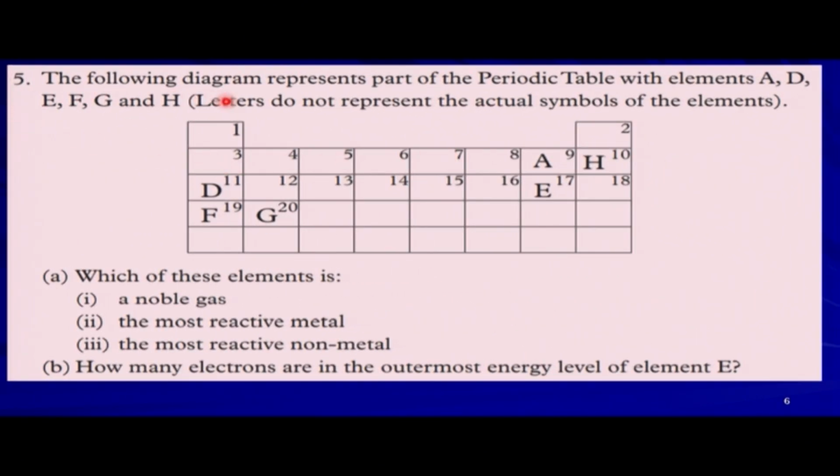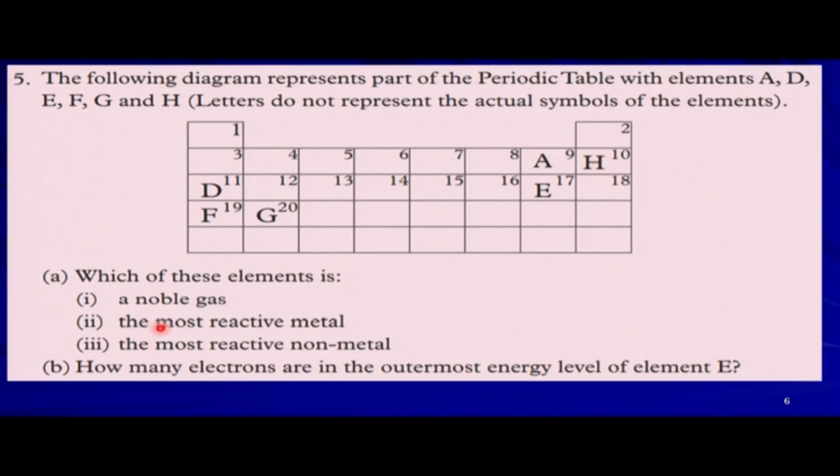And we have the following diagram, which represents a part of the periodic table with elements A, D, E, F, G, and H. But be careful, the letters do not represent the actual symbols of the elements. Now, which of these elements is a noble gas? It's very simple. You know the position of noble gases. It's the last group. So a noble gas is H. This H is not hydrogen. It's the element symbolized by H, okay? So H is a noble gas.